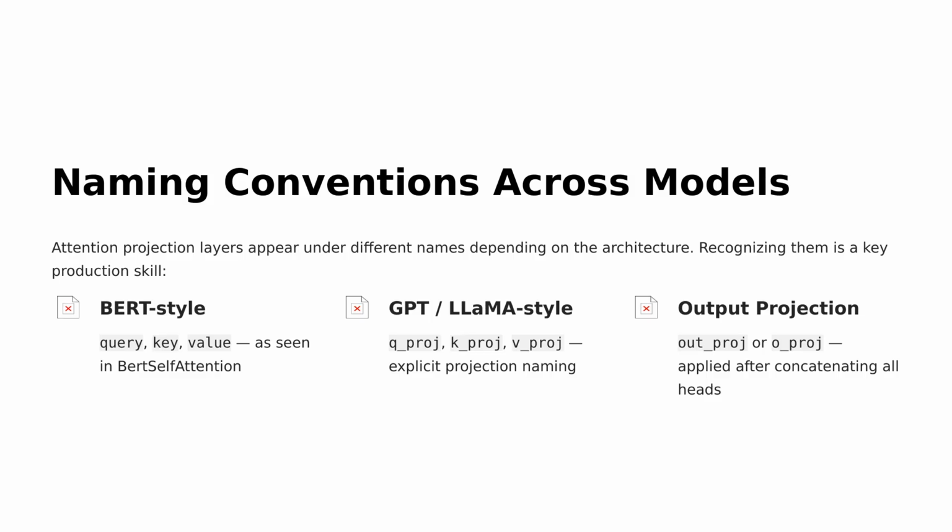One practical skill in production is recognizing that attention layers use different names across model families. In BERT-style code, you'll usually see query, key, and value, like in BertSelfAttention.